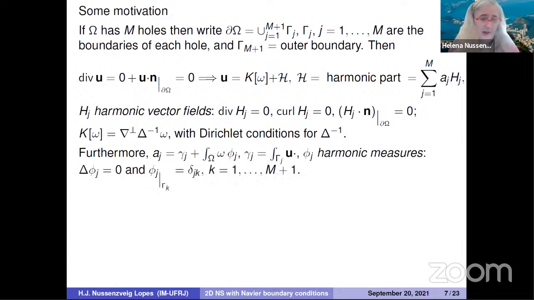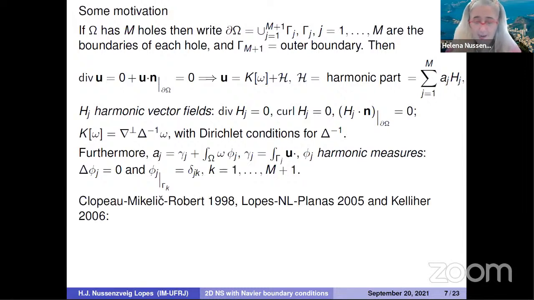They're functions that are harmonic in the interior of the domain, and on each boundary, they're given by the Kronecker delta. Okay, so on the boundary of each hole, gamma_k, for k from 1 all the way up to the outer boundary, you have phi_j is delta_jk, but j only goes from 1 to m. J goes from 1 to m, so there is no phi_(m+1).